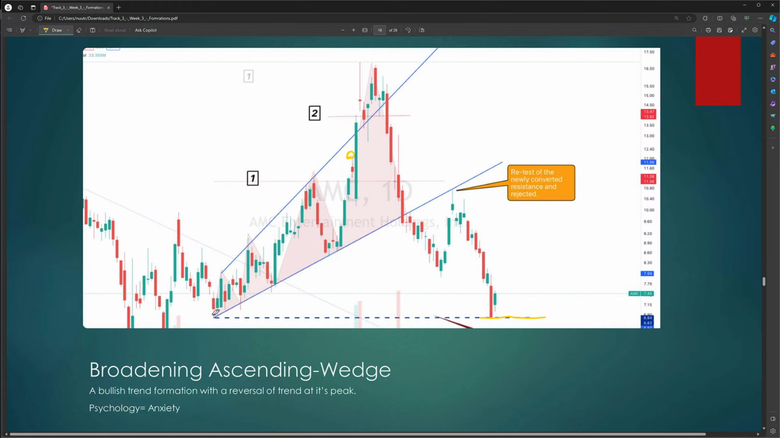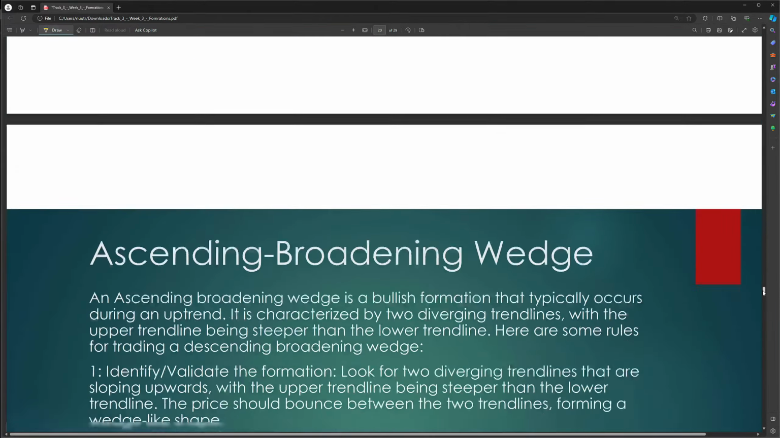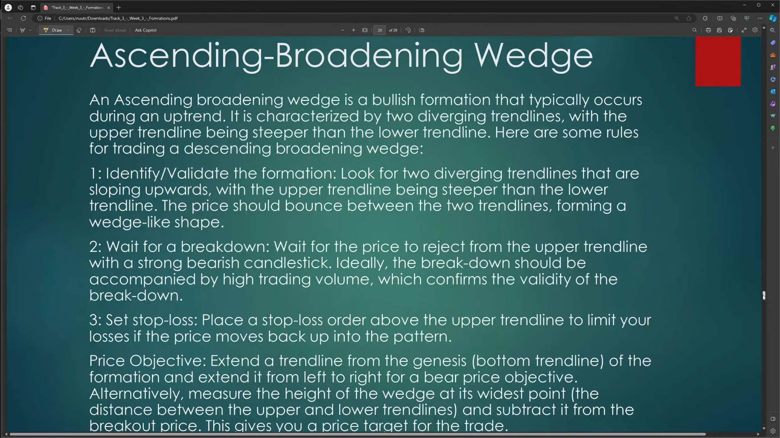Take profit at the genesis of the formation. Ascending, downside target. Descending, upside target. Symmetrical, up or downside target. Okay, those are the 3 variations to that wedge. Go ahead and take your screenshot right over here, team.